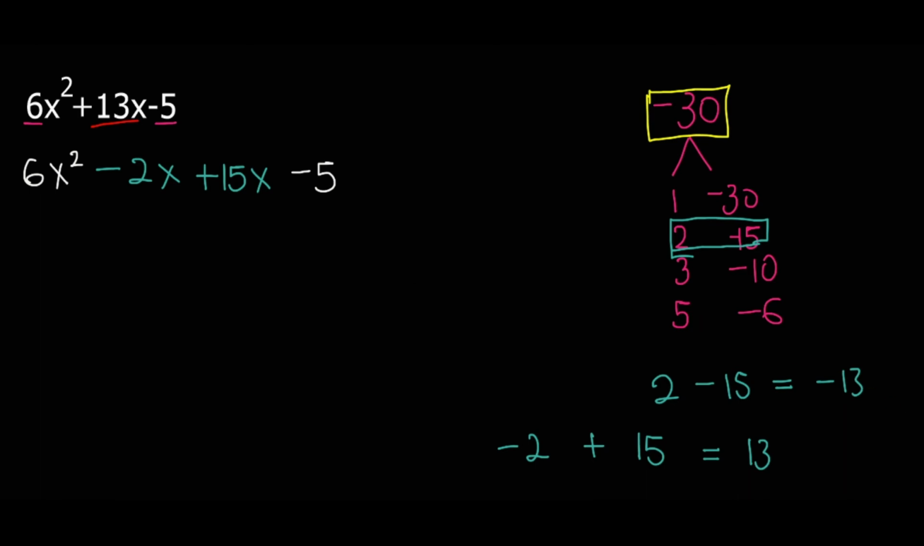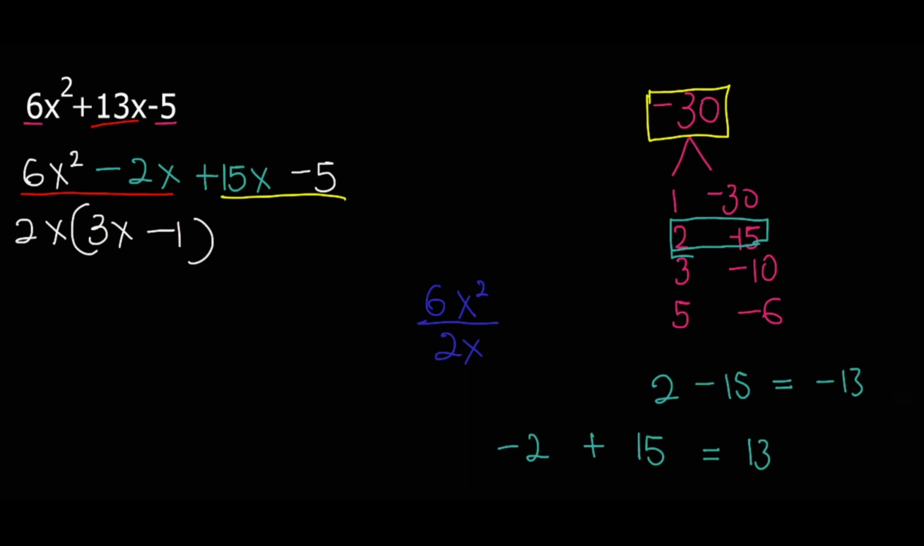And then from here we group our first two terms, and then we group our last two terms. For the first two terms, the highest common factor is 2x. And then from here we divide 6x squared by 2x, which gives 3x. And then minus 2x divided by 2x gives negative 1. And then now we look at our last two terms. The highest common factor is 5. So 15x divided by 5 gives 3x, and then negative 5 divided by 5 gives negative 1.